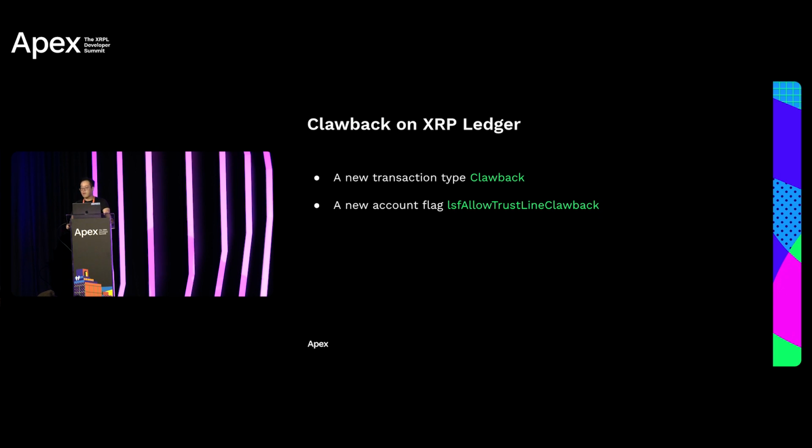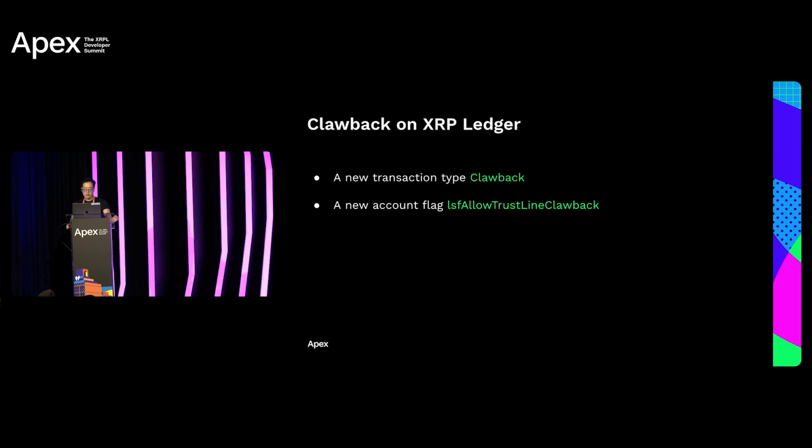This new account flag is called Allow Trustline Clawback. As you can tell from the name, clawback has an opt-in mechanism, meaning that initially this feature is turned off by default. In order to activate and use this feature, the issuer needs to set this flag, which is also a permanent flag, meaning that once it has been set, it cannot be unset. The main idea behind this design is to protect all the current token holders on the XRP Ledger.